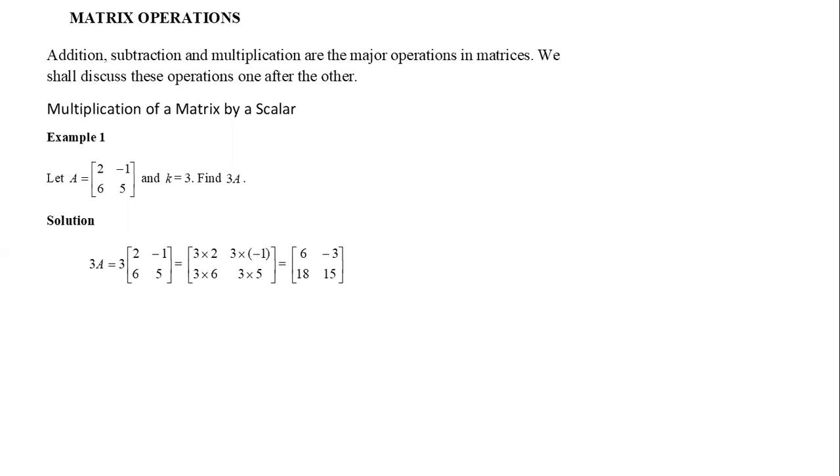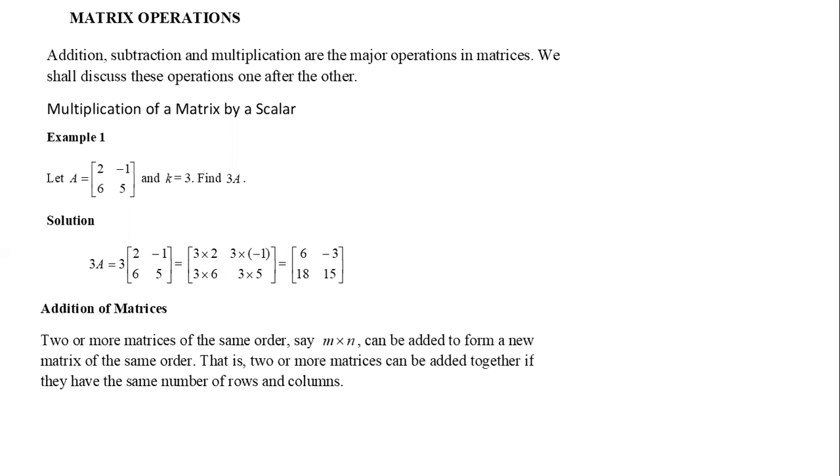Now, let's go to addition of matrices. As I said, before you add two or more matrices together, the first thing is that the matrices must be of the same dimension. What does that mean? They must be m by n matrices, the same size. They must have the same number of rows and the same number of columns. Then the matrix that you produce when you add will also have the same number of rows and columns. Let's look at an example to showcase that.